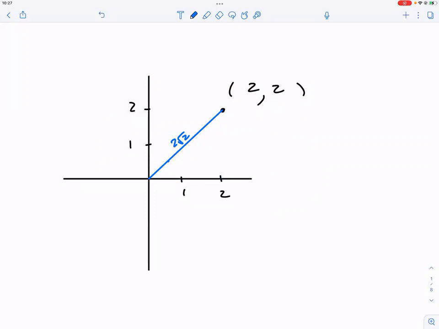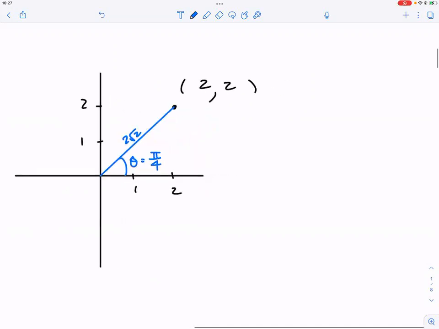And let me say this. Can you tell what this angle is? 45 degrees, right? Or in radians, we call it pi over 4. So these are all old stuff. You know how to figure these out. And we're going to collect these bits and pieces. And we say, all right, what's the new stuff?